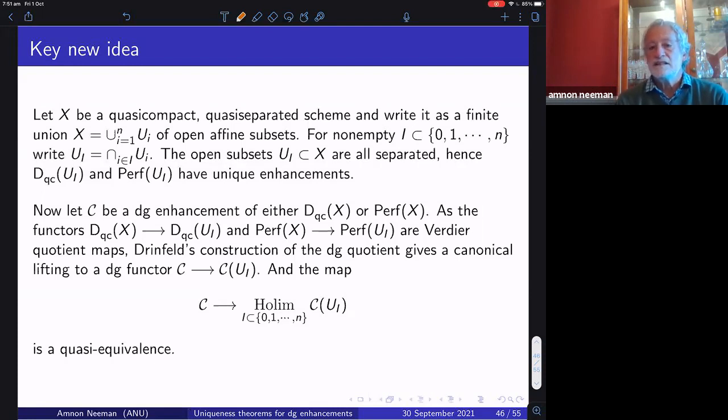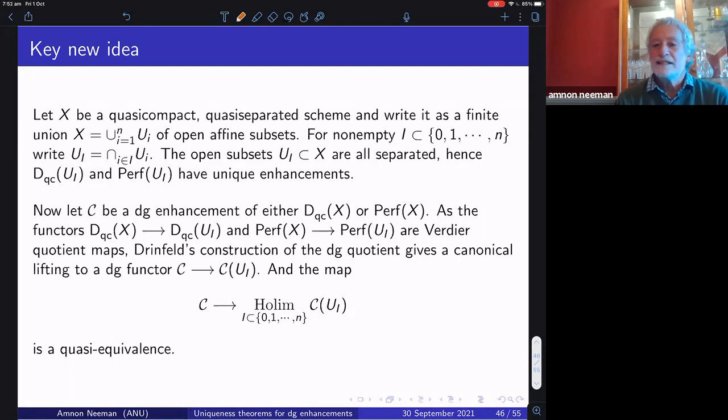So in other words, in the Čech cover of X by the U_i's, all of the open subsets are separated. So you can apply the first theorem. You're in the simple case. So these categories all have unique enhancements by the separated case.